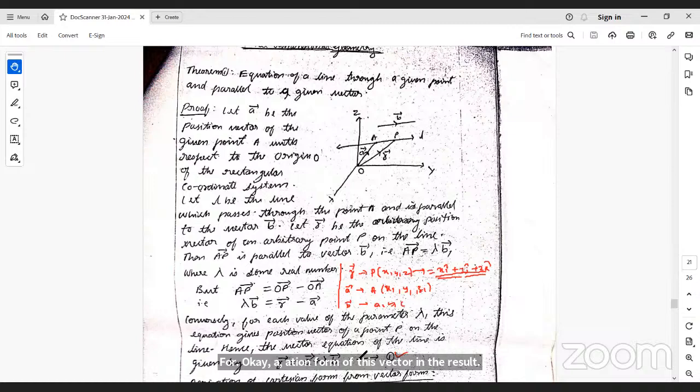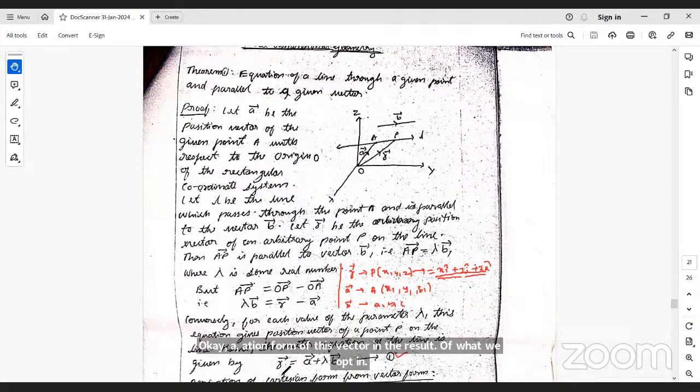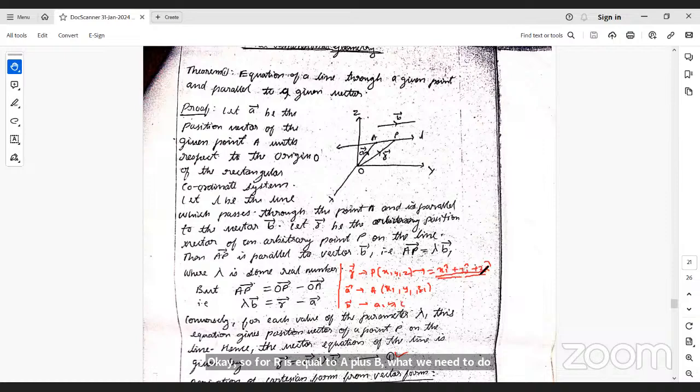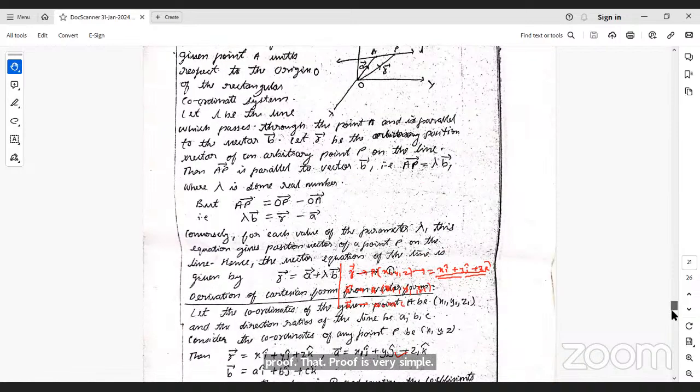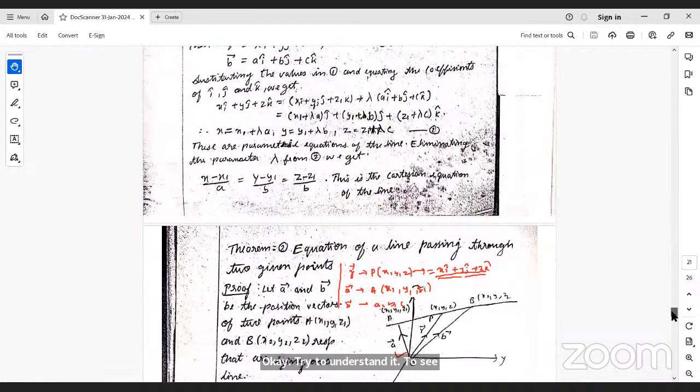So for R is equal to A plus lambda B, in place of R we need to replace it by x i cap plus y j cap plus z k cap. Then vector A, you have to replace it by x1 i cap, y1 j cap, z1 k cap. And vector B, you have to replace it by its direction ratios. Based on this, see the further proof. The further proof is very simple. Try to understand it.